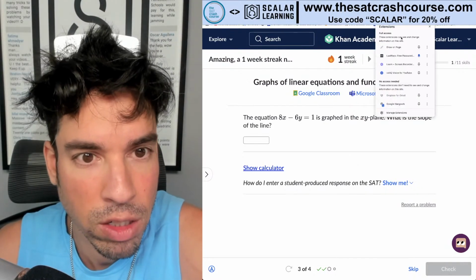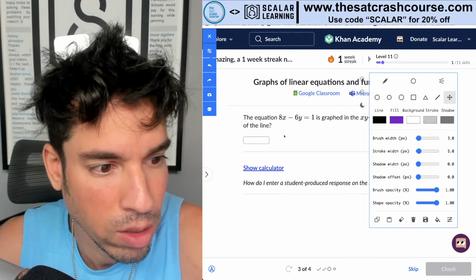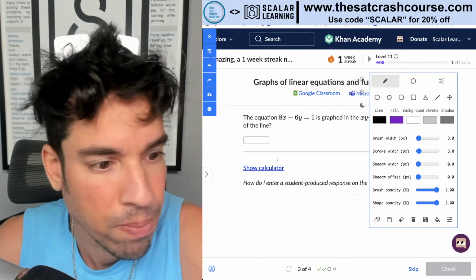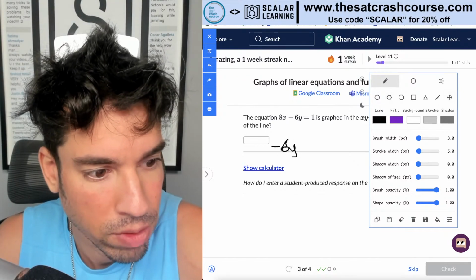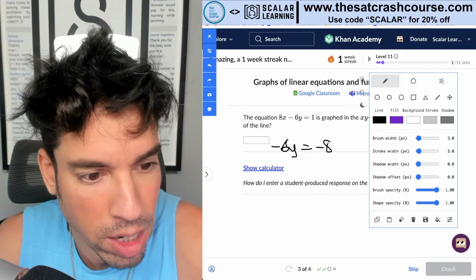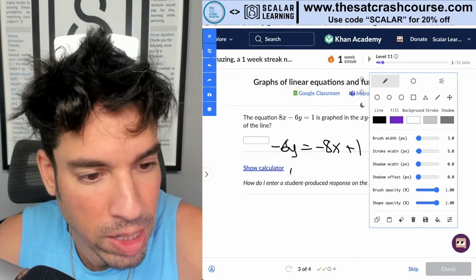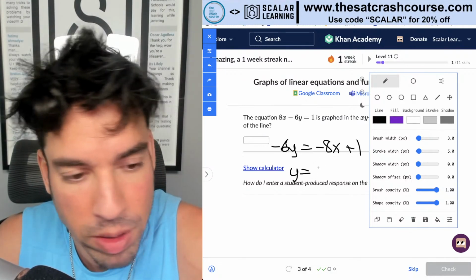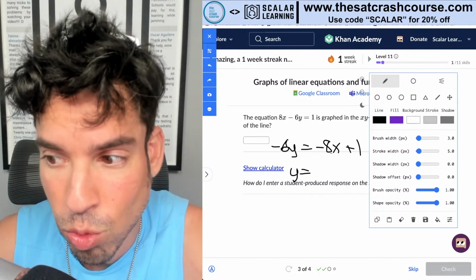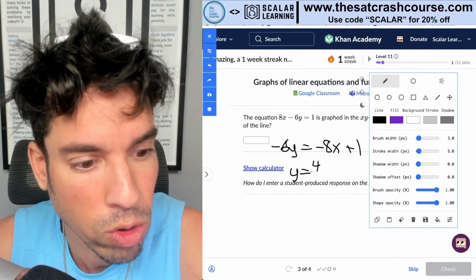What is the slope? Same deal. Let's get it into slope-intercept form, isolating y. So we have negative 6y equals, subtracting 8x from both sides, negative 8x plus 1. Divide by negative 6. y equals negative 8 over negative 6, which is positive 8 over 6, which reduces to 4/3.